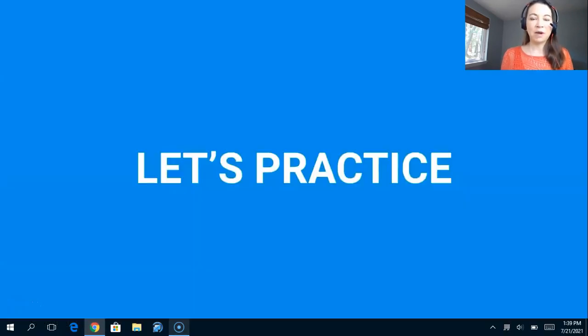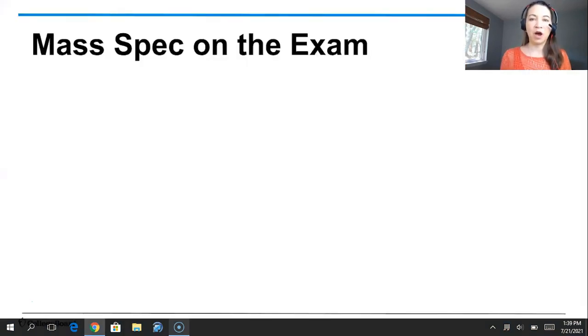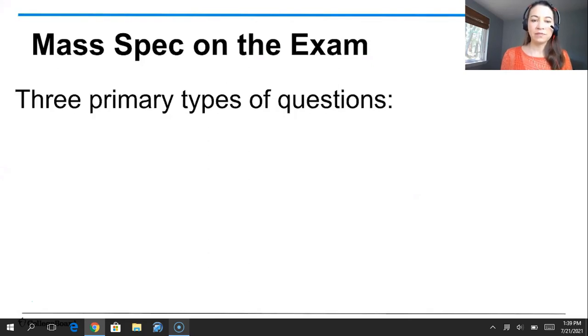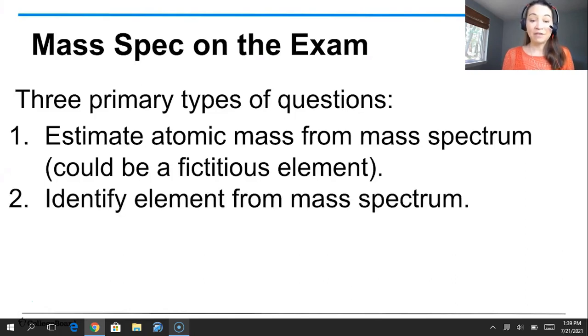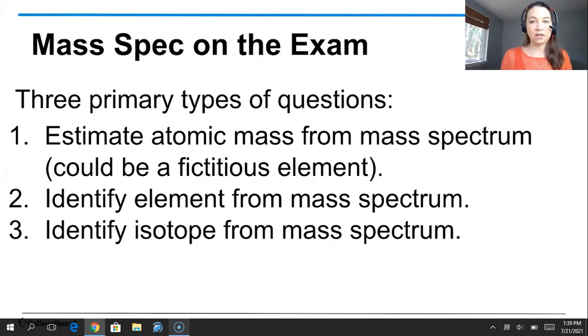So this video is about practice with mass spectroscopy. Let's talk about how it shows up on the AP exam. There's three basic types of questions, and we're going to go through one of each. Estimate the atomic mass from mass spectrum. Could be a fictitious element, sometimes that happens. We have identifying an element from a mass spectrum and identifying an isotope from a mass spectrum. So all of the questions tend to center around graphs, around the mass spectra.